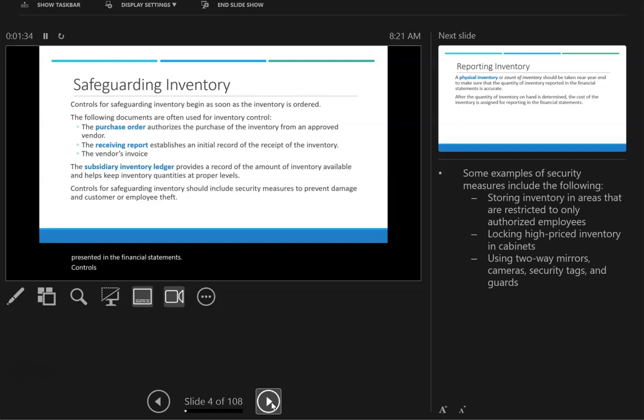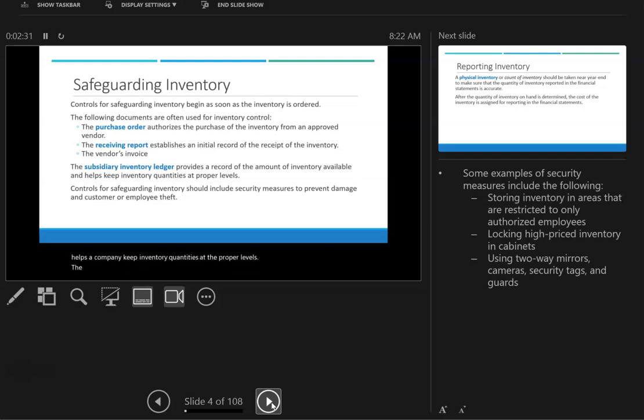Controls for safeguarding inventory begin right away when we even begin to order inventory. We have a purchase order. That purchase order basically authorizes the purchase of inventory from a vendor. Once that inventory comes into the warehouse, we have a receiving report. That receiving report records the receipt of the inventory. The subsidiary inventory ledger provides a record of the amount of inventory available and helps a company keep inventory quantities at the proper levels.